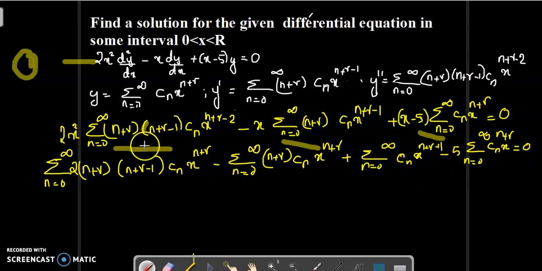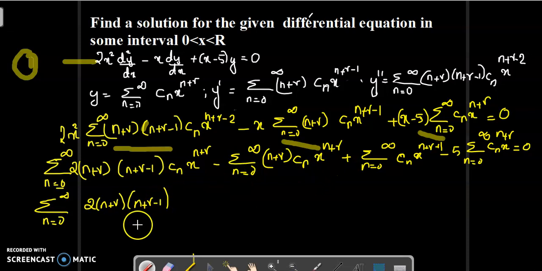So let me group all the x raised to n plus r's. That will give me sigma n equal to 0 to infinity. I've got 2 into n plus r into n plus r minus 1. And from over here, I'm having a Cn also as a common term. So I'm having minus n plus r from here, n plus r. Now what else? I'm having a minus 5, and for everything I got a Cn attached to it. So this is into Cn into x raised to n plus r.